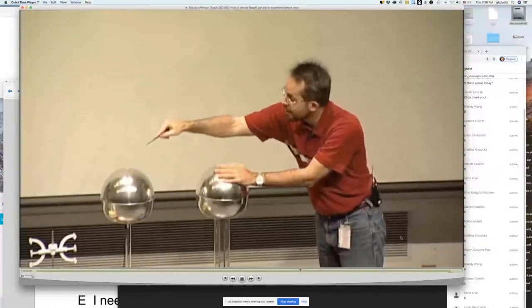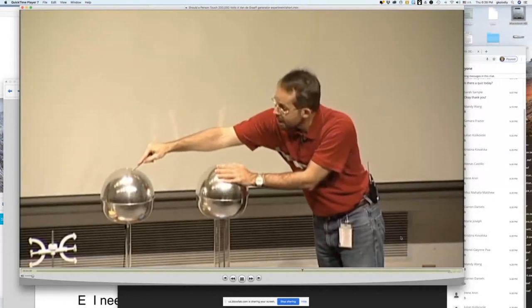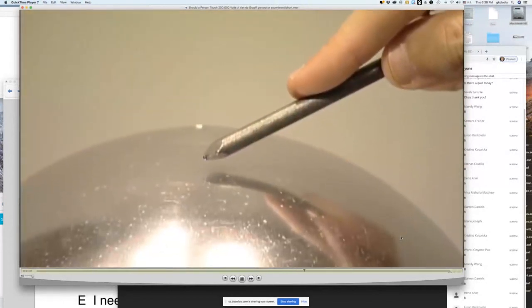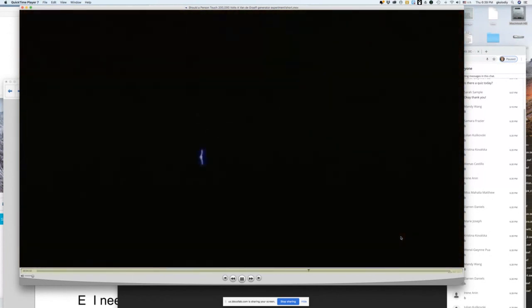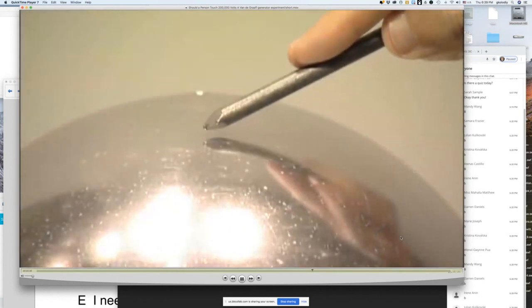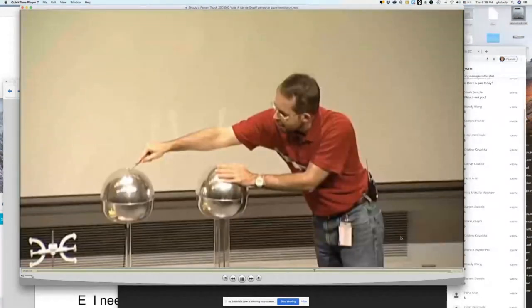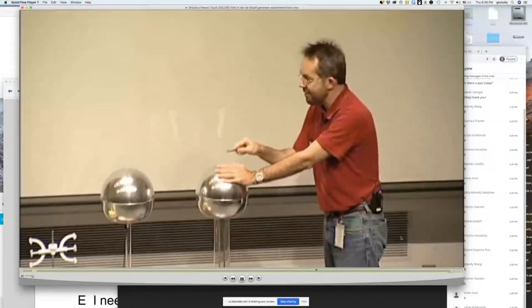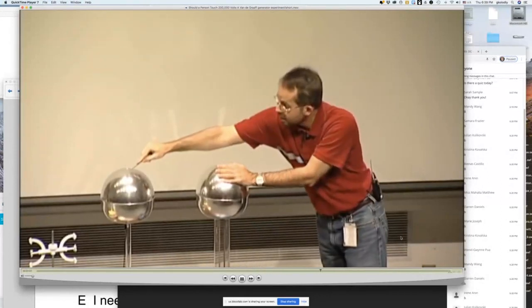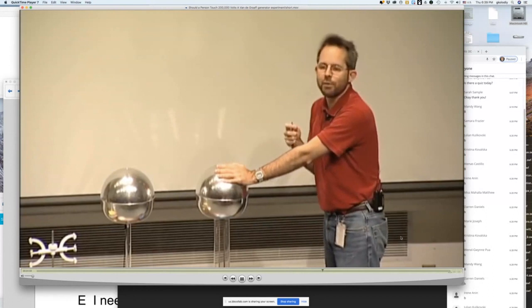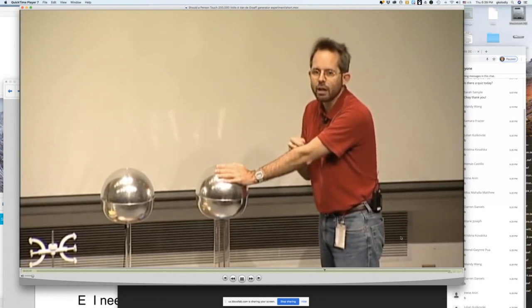And if I get it close enough, we can actually make a little spark that we can see better if Mr. Dave turns the lights off. A little spark. Lights back on. So that little spark tells you something. For there to be a spark there, the electrons have to come from the dome through me, out the nail to that dome. If electricity is flowing through me, why am I not dead?